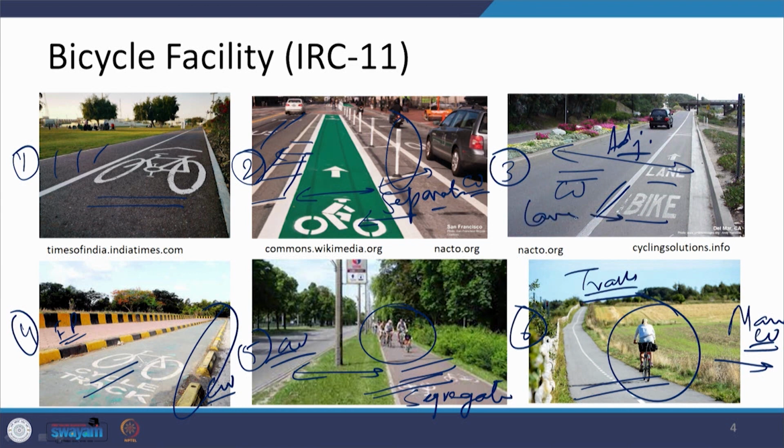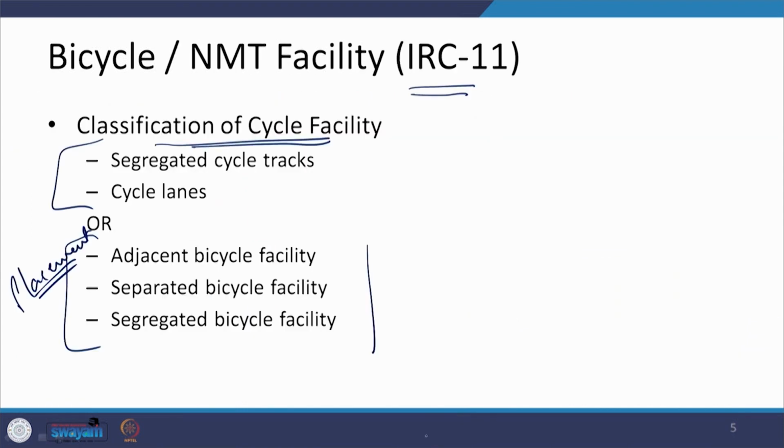So, these are the possibilities which are there, and of course, the possibility that all of the vehicles are on the same carriageway is always there if these things are not being implemented.